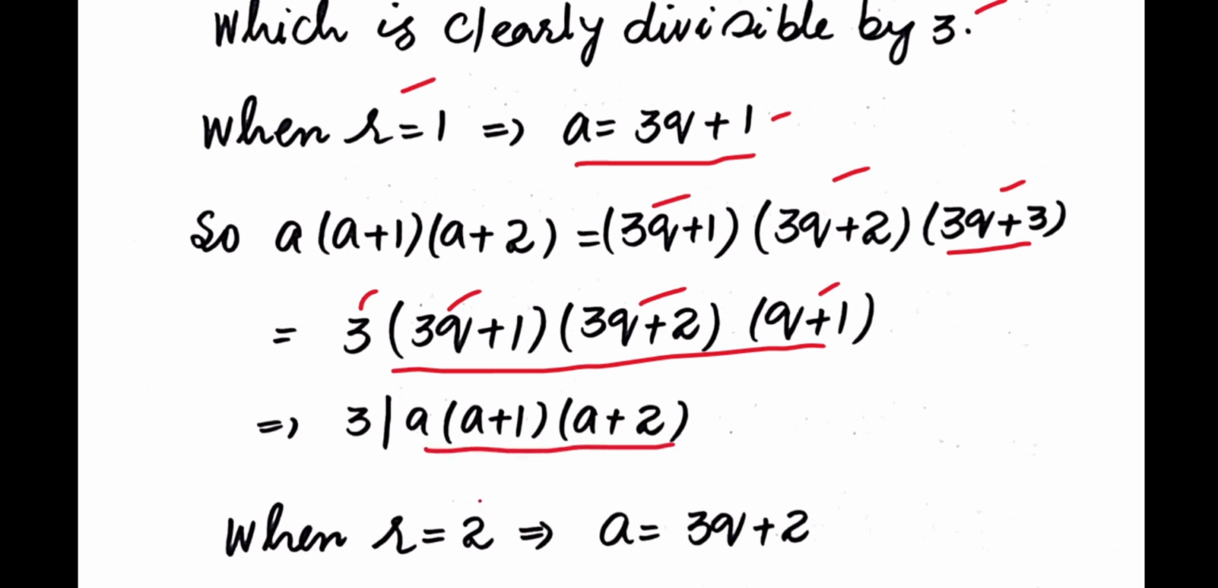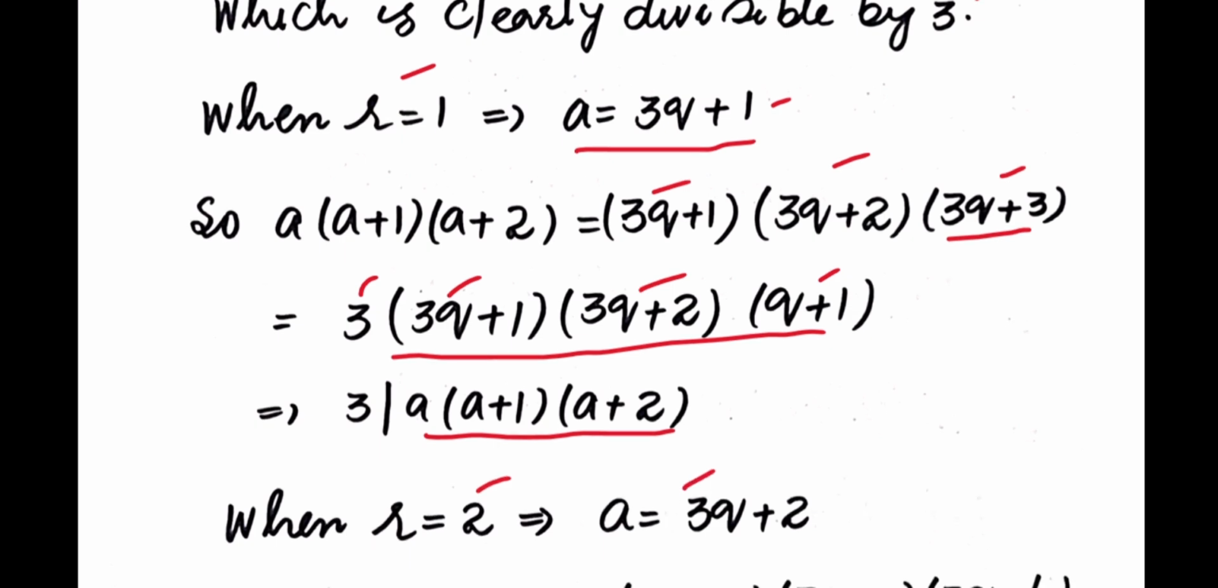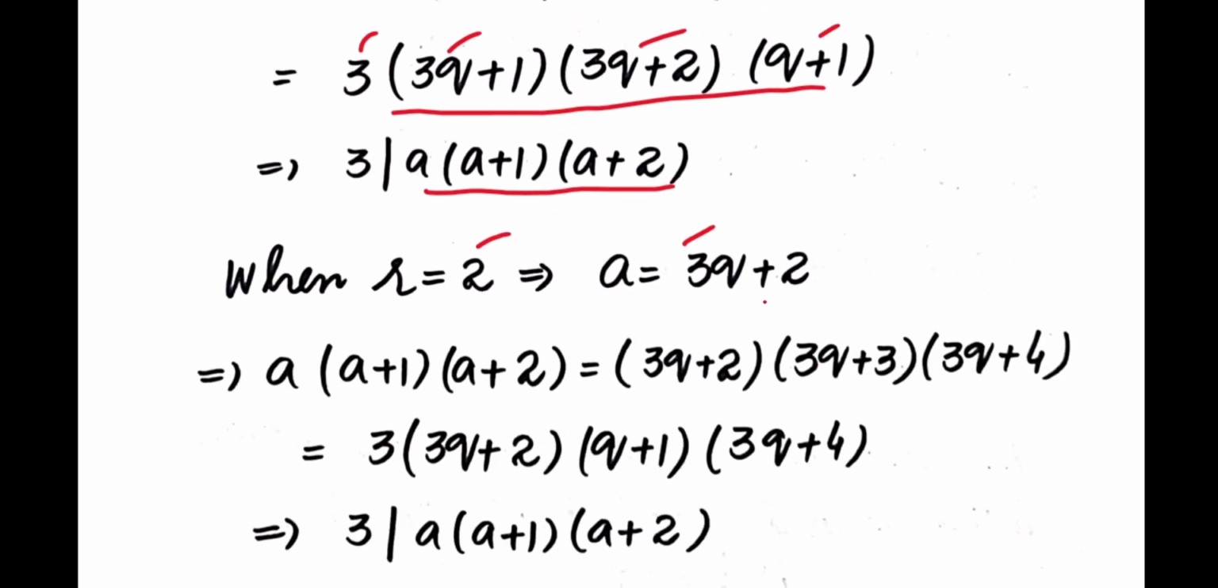Lastly, when r is equal to 2, now a is 3q plus 2. Substituting this value of a is equal to 3q plus 2 again in this product, we have 3q plus 2, 3q plus 3, 3q plus 4. Taking 3 as a common factor from this bracket, we have 3 into 3q plus 2, q plus 1, 3q plus 4, which shows that 3 divides this product, and hence 3 divides the product of the 3 consecutive integers.